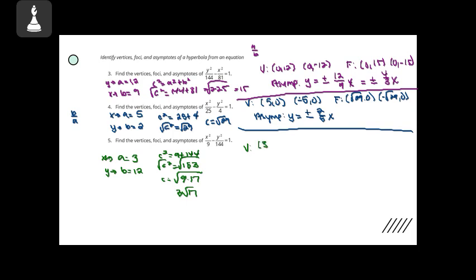And then the asymptotes are going to be b over a. So let's see, b is 12 over 3, positive or negative 12 over 3 x, which is positive or negative 4x.